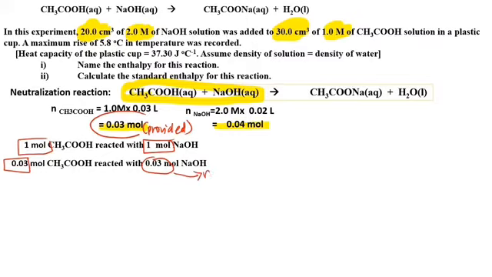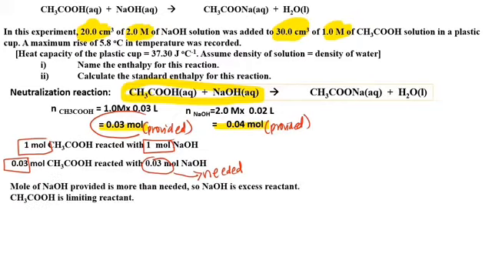So, this quantity of NaOH is needed. Okay, needed 0.03. Provided mole of NaOH is 0.04. So, that means NaOH is the excess reactant because mole of NaOH provided is more than needed. So, NaOH is excess reactant, while CH3COOH is the limiting reactant. So, mesti nyatakan siapa limiting reactant awak.